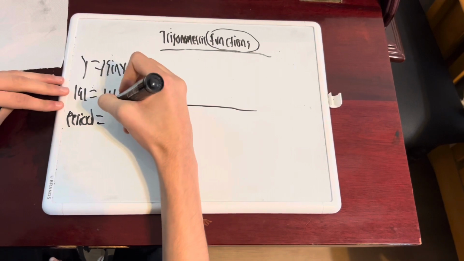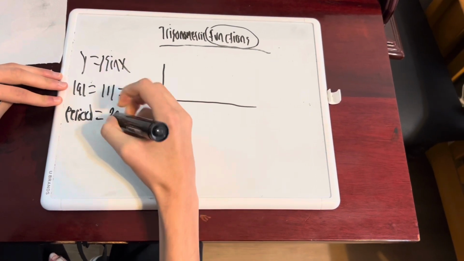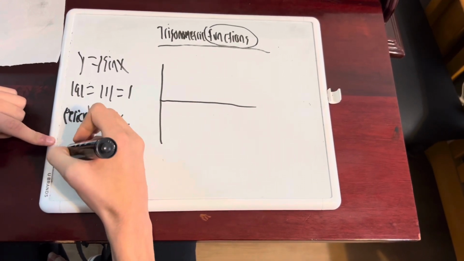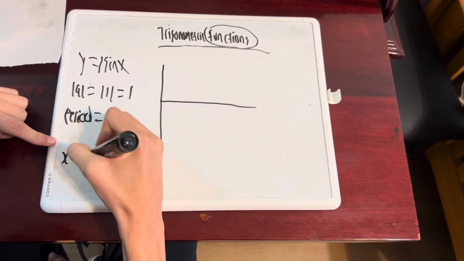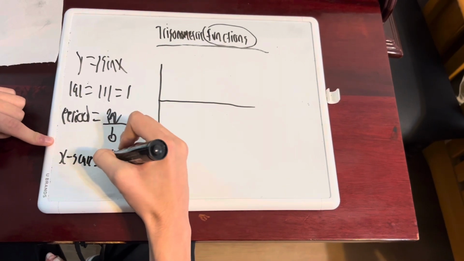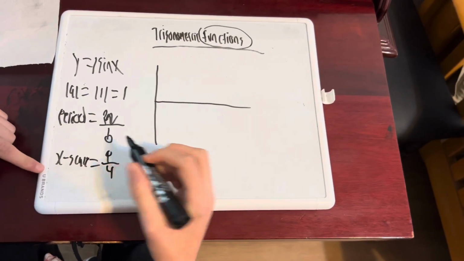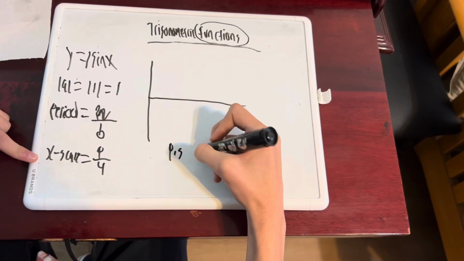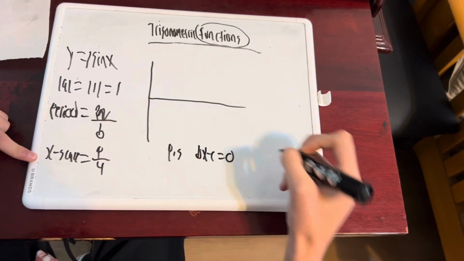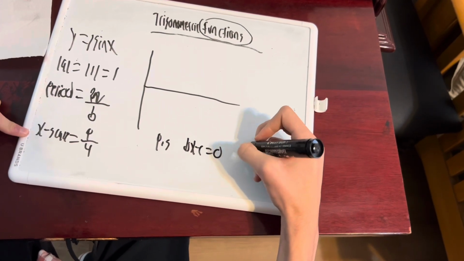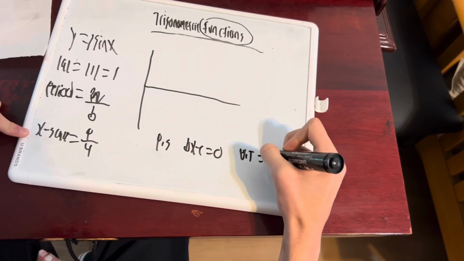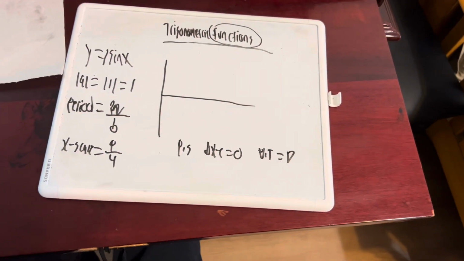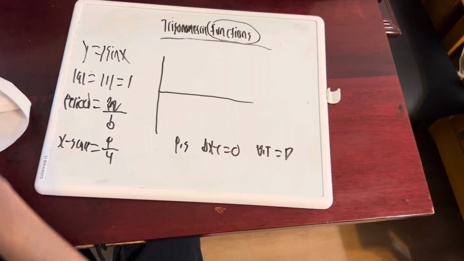But the period formula is 2 pi divided by your b. And then we have the x scale, which equals your period divided by four. And I'm going to explain why for all of this. And then later on, you have your phase shift, which is your bx minus c equals 0. And then you have your d, or your vertical translation, which is just your d, right? These are all the points that you have to know when graphing a trigonometric function, for every single step, right?